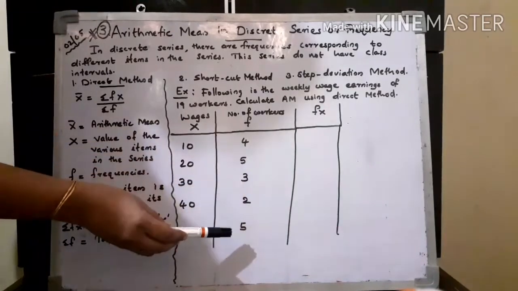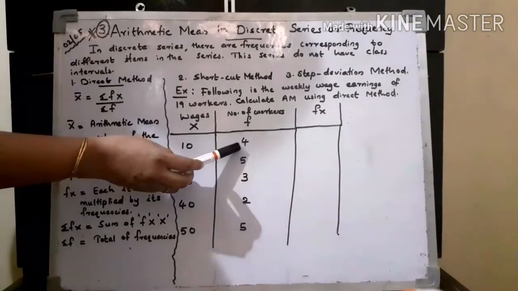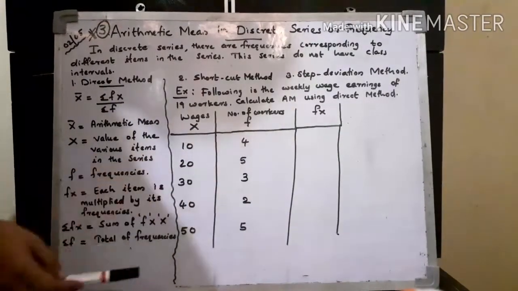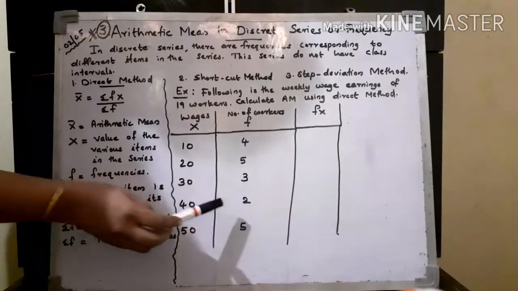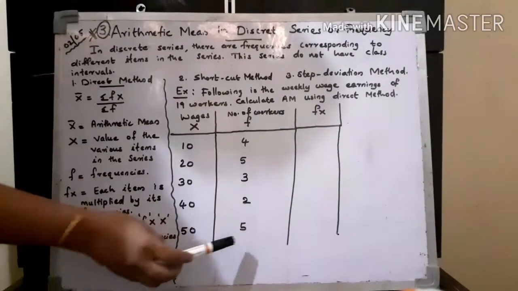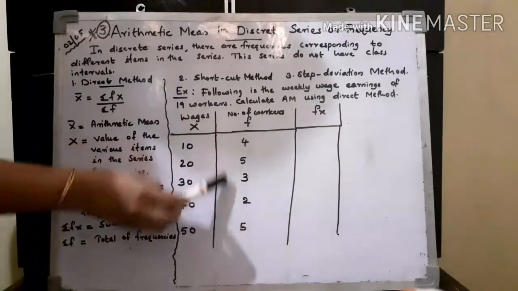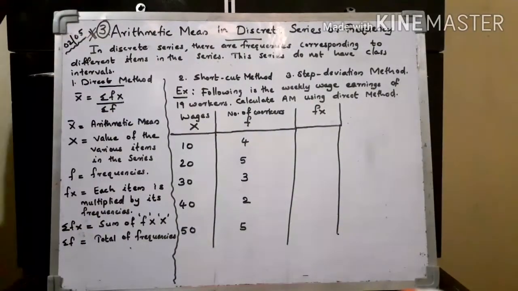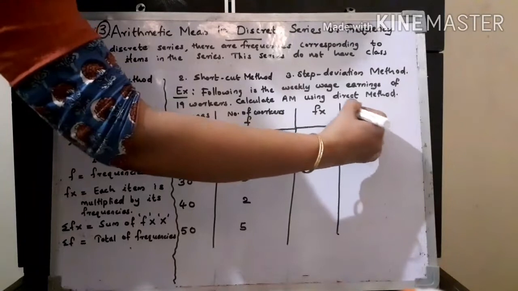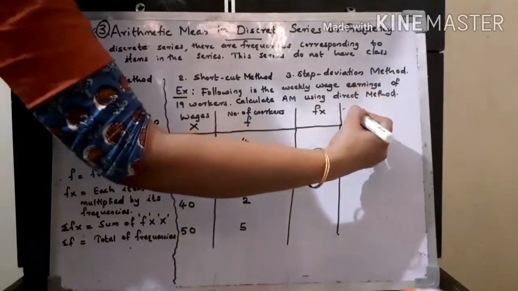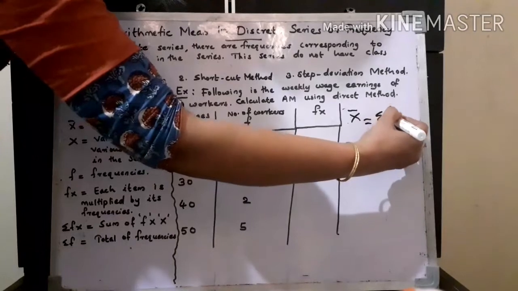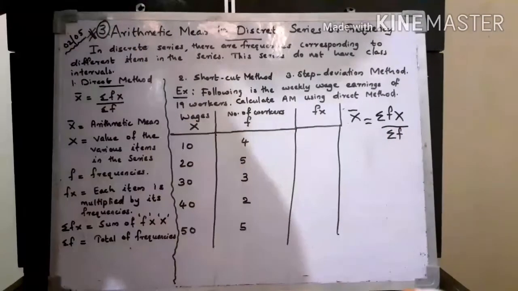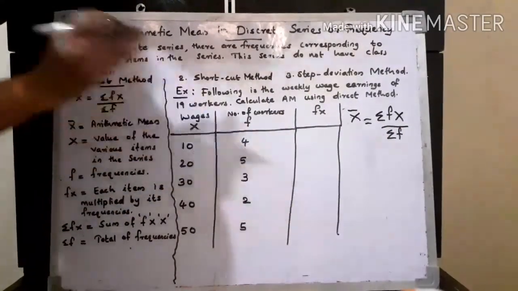Then the corresponding frequency: 4 workers are getting 10 rupees, 5 workers are getting 20, 3 workers are getting 30, 2 workers are getting 40 and 5 workers are getting 50. So this is the frequency. Then as per our direct method, how to calculate? Mean X bar is equal to sigma fx divided by sigma f. So x and f are already given in the question.